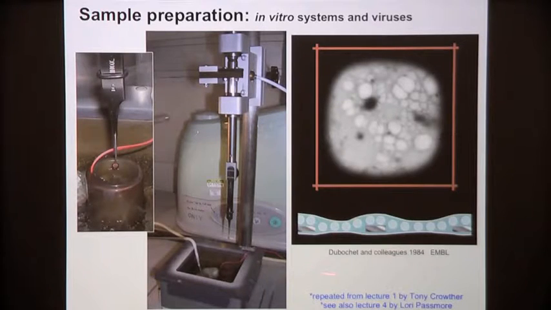This is a slide from Tony Crowther's talk, and you should remember this: the sample is simply applied to an electron microscopy grid, plunge frozen in liquid ethane, and then imaged at liquid nitrogen temperatures. One difference in tomography is that we often have to add some fiducial markers to our sample, and these can be gold nanoparticles which are added just before plunging, and these usually don't interfere with the sample.